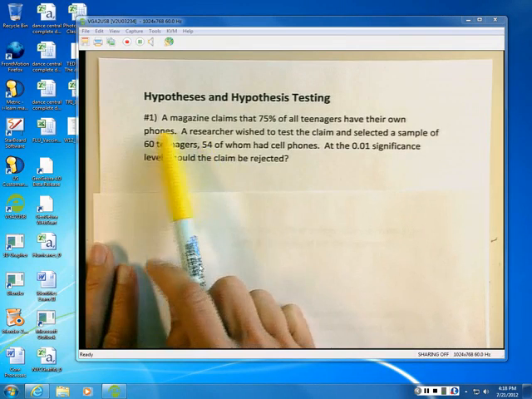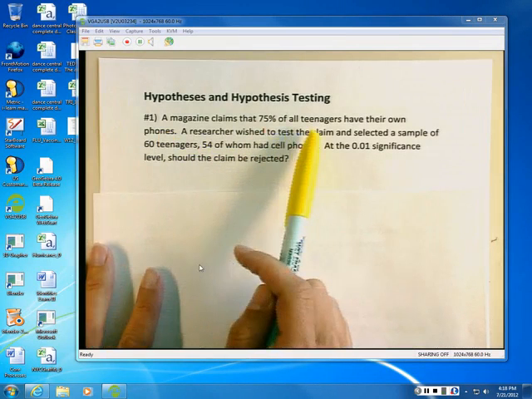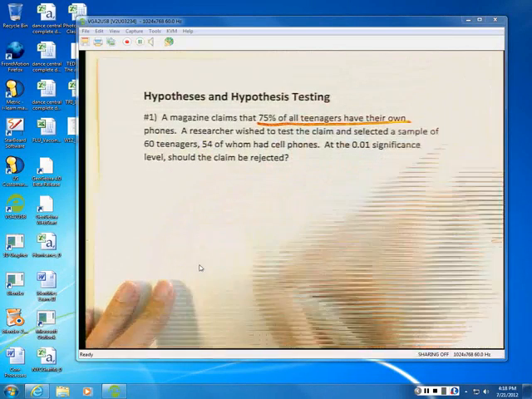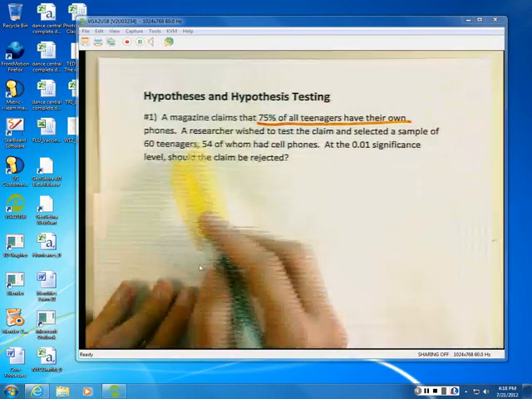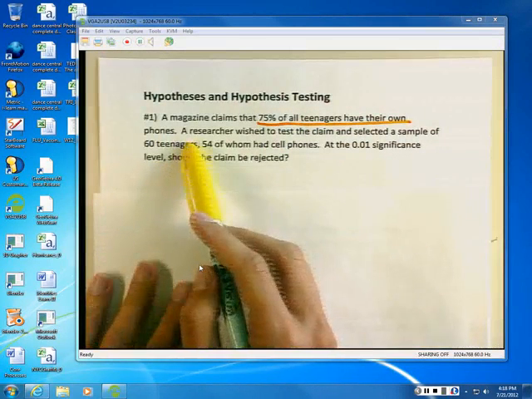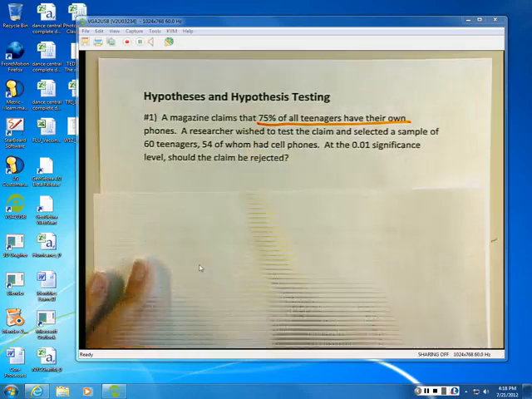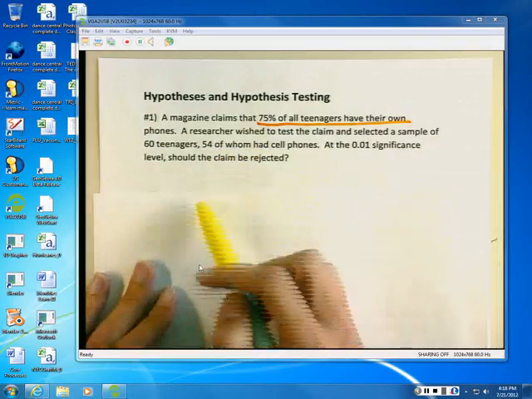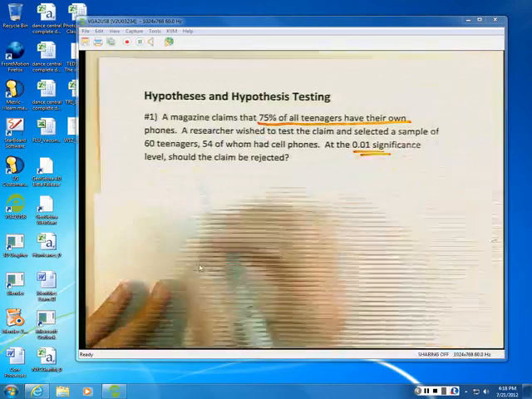So number one, it says, a magazine claims that 75% of all teenagers have their own phones. This is the hypothesis. This is what we want to test. So we've got some claim here. We want to see if it's true. So we go out and gather data, or the researcher does. A researcher wished to test the claim and selected a sample of 60 teenagers, 54 of whom had cell phones. At the 0.01 significance level, we need to talk about what that means, should the claim be rejected?